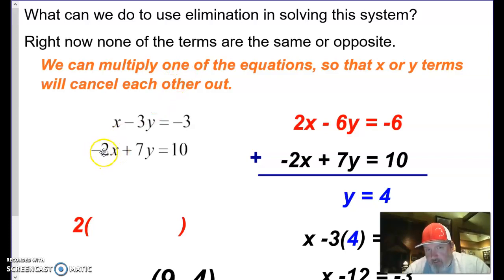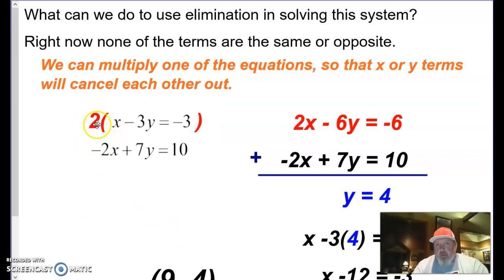So if you look here, we have negative 2x and positive 1x. If I multiply this top equation by 2, I will get 2x minus 6y equals negative 6. And now the x terms are opposites. And since the x terms are opposites, now we can add them together and they'll cancel out. So you see here, we add these together. Our x terms cancel out just like day 1. Negative 6y plus 7y is 1y. Negative 6 plus 10 is 4. So now we have our y value.